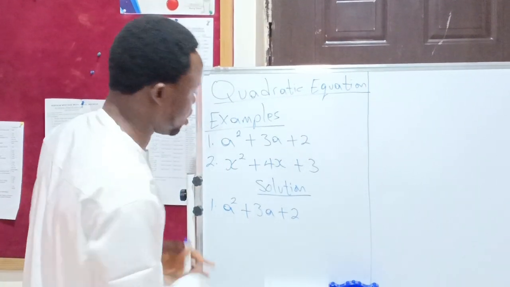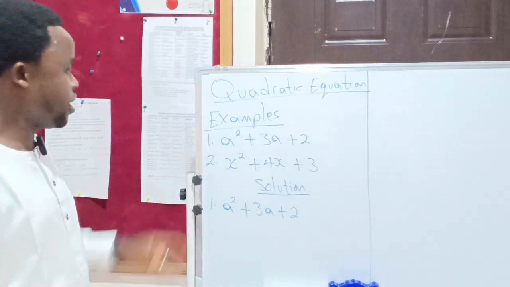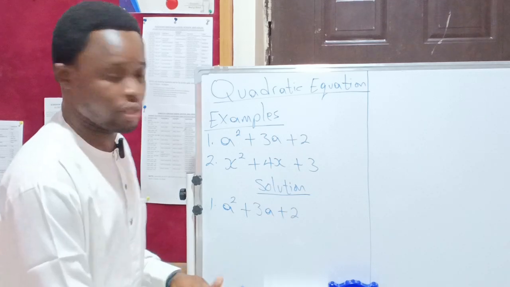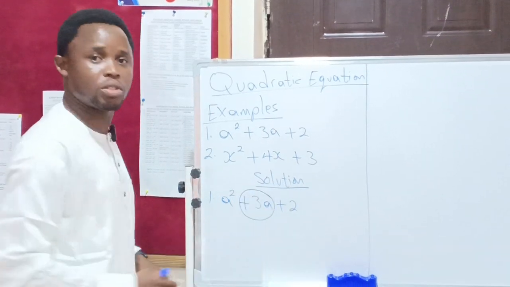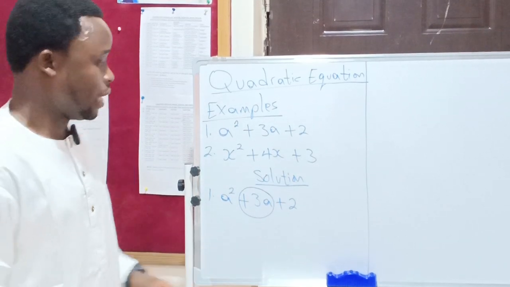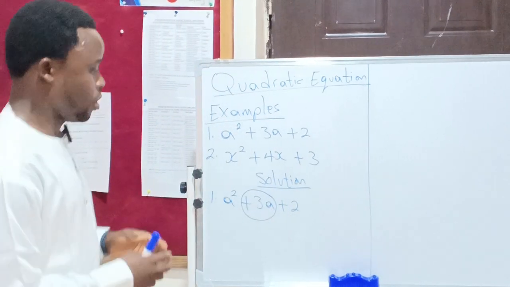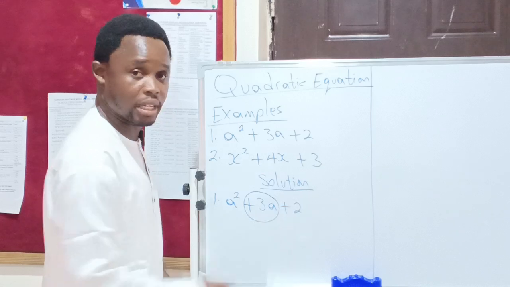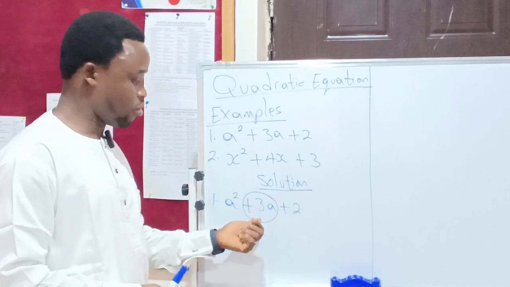Okay, now this moment we'll be looking at this quadratic equation. And the first question here is a squared plus 3a plus 2, a quadratic equation. Now, our attention is going to be on this plus 3a. We're going to look for two different numbers that when we multiply them together, it will give us this constant, and when we add them together, it will give us plus 3a.